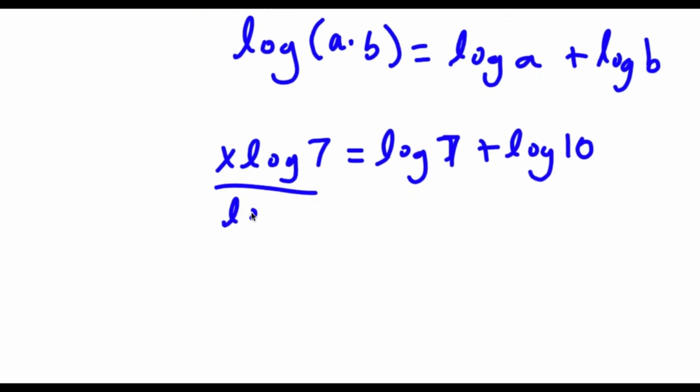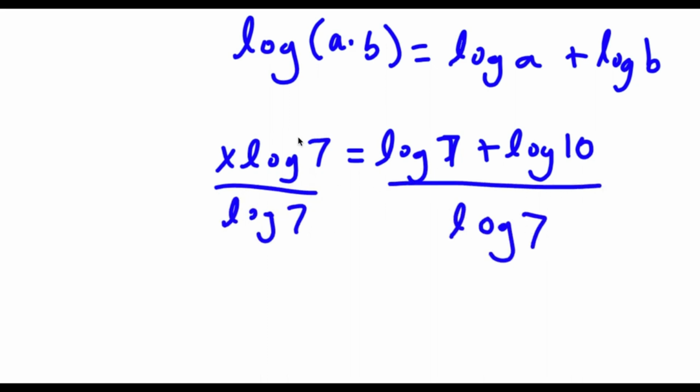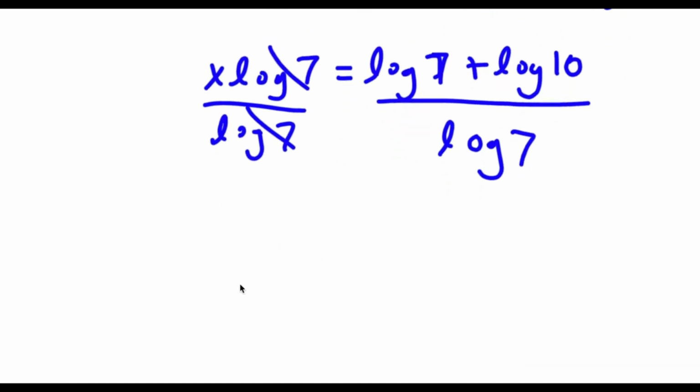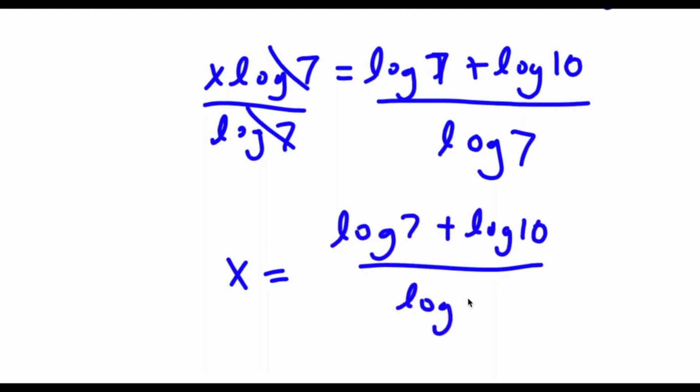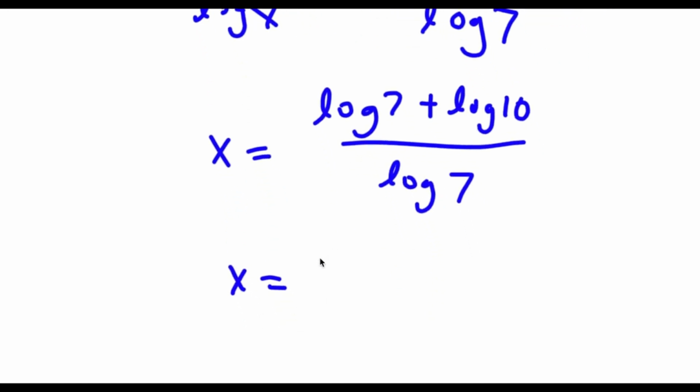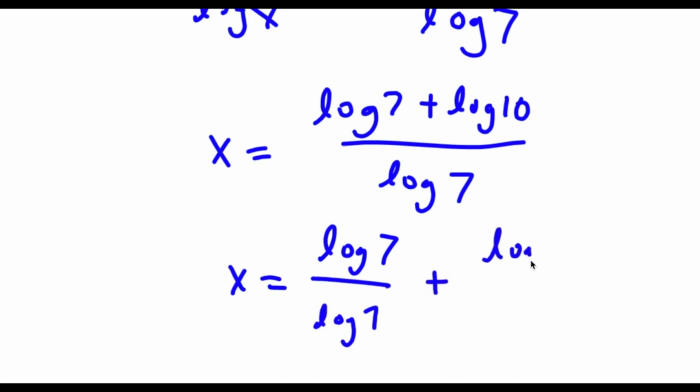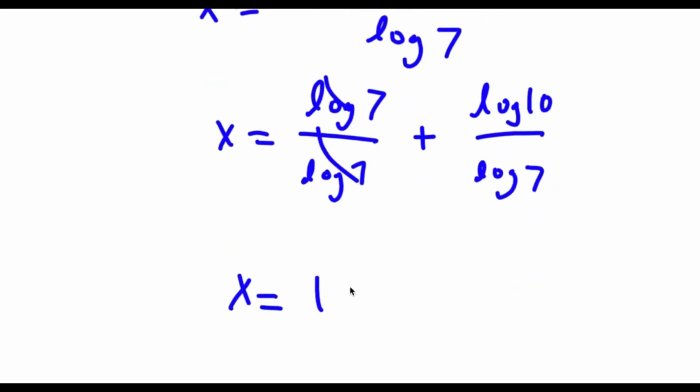Now I'm going to go ahead and divide both sides by log 7. So then these two are going to cancel out, and now I'm going to be left with x is equal to log 7 plus log 10 over log 7. Now this is the same thing as log 7 over log 7 plus log 10 over log 7. So now log 7 and log 7, these two cancel out, so now I'm left with x is equal to 1 plus log 10 over log 7.